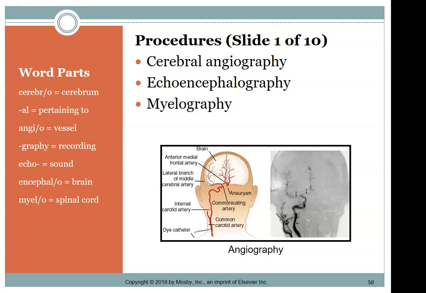A myelography is an X-ray of the spinal canal after the introduction of a radiopaque substance. And your word parts: cerebro is cerebrum, al is pertaining to, angio is vessel, graphy is recording, echo is sound, encephalo is brain, and myelo is spinal cord.